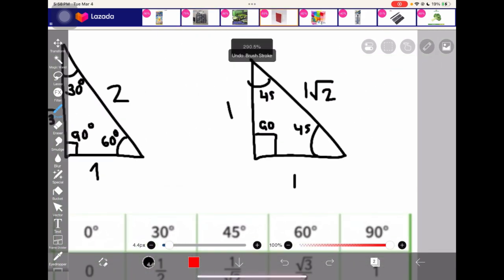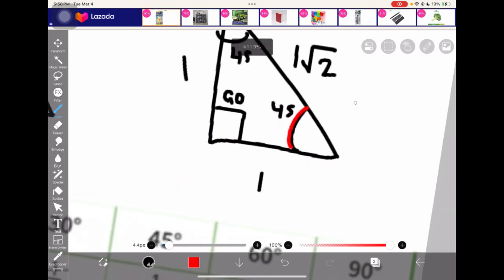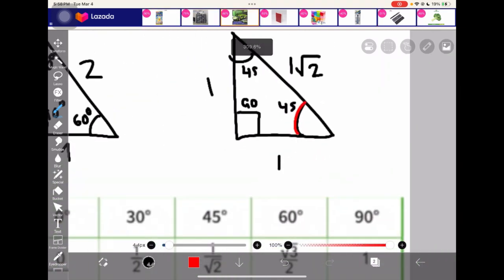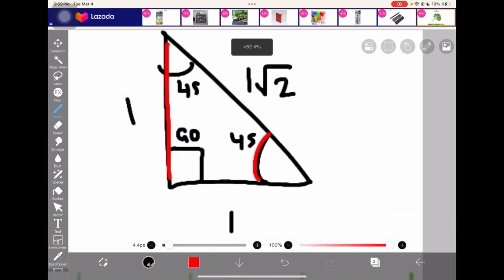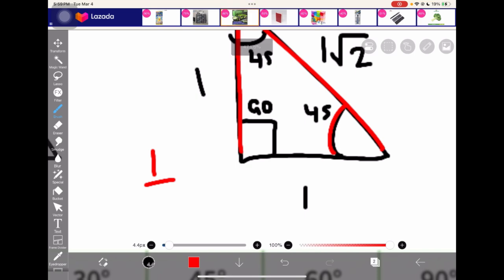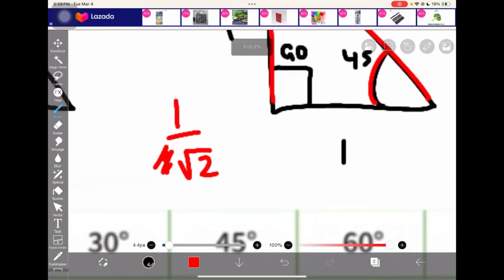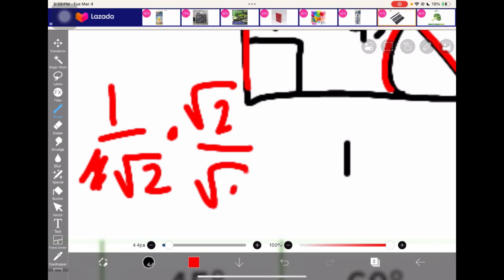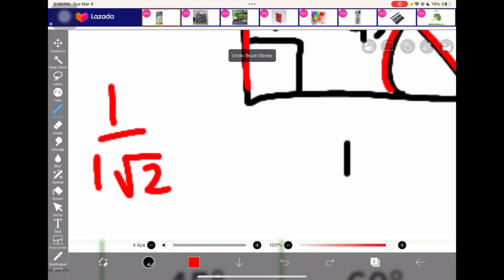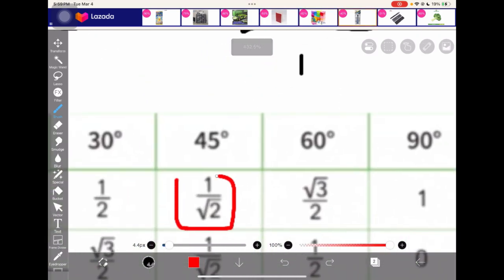Let's repeat that again. We now have a degree of 45. Let's use this as our theta now. We got a sine, so opposite, that's 1 over the hypotenuse, 1 over square root of 2. Or we can just cancel out this one. So just 1 over square root of 2. Remember, in the test, make sure to rationalize. So just do this, square root of 2 over square root of 2 to find your final answer. So that's how we prove that 45 is that value there.